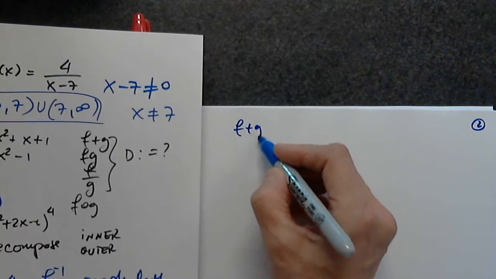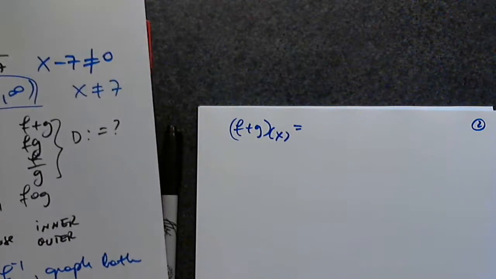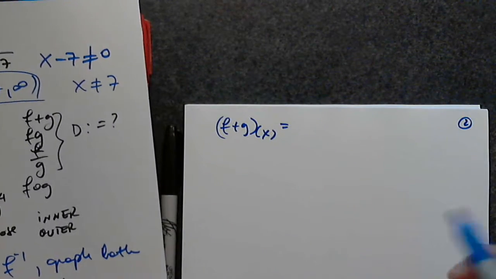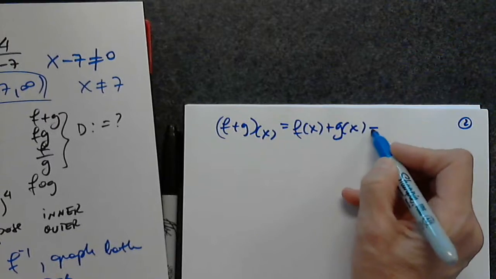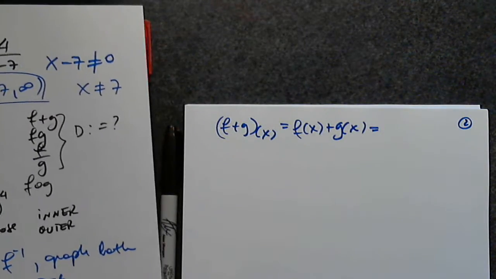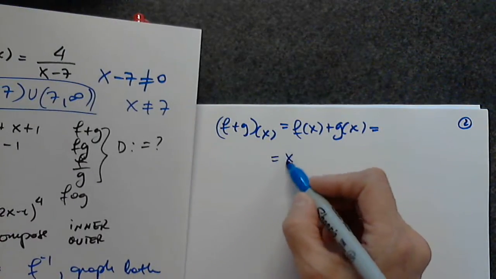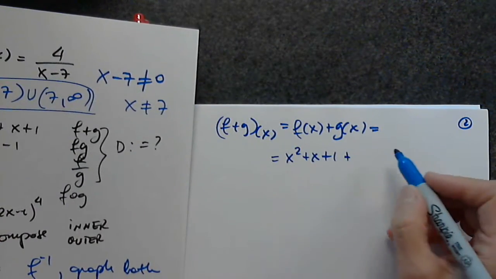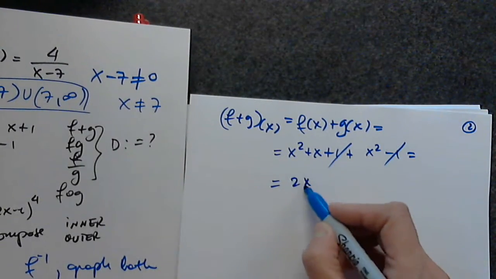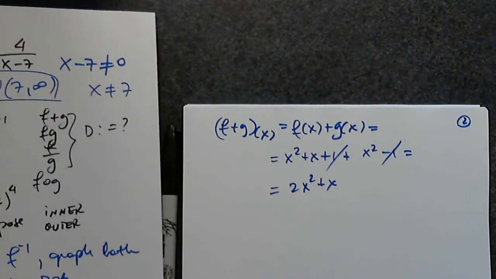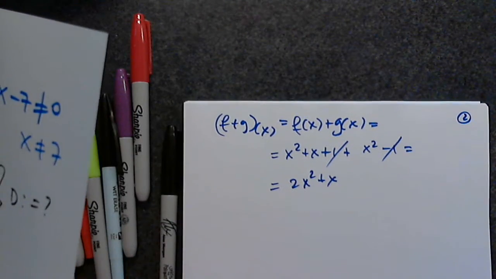So f plus g of x, I have to write the definition first. What is the definition of f plus g? F of x plus g of x. This is a sum. When we say f plus g, we mean the sum. I copy f, which is x squared plus x plus 1. I copy x squared minus 1. I see these two go away. I combine like terms, 2x squared plus x. So the sum of these two functions is a new function. That is 2x squared plus x.